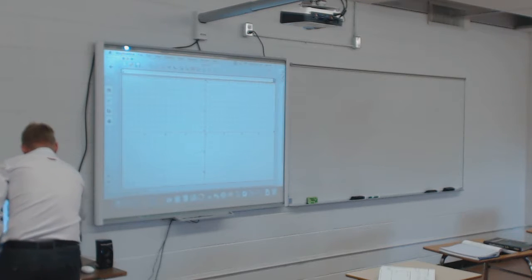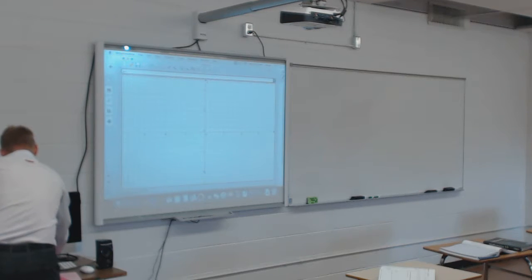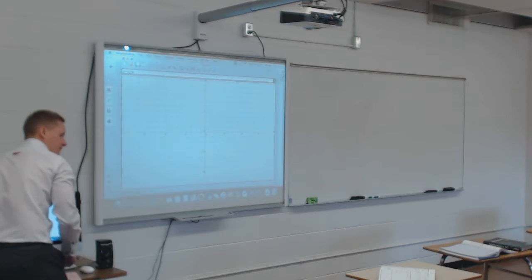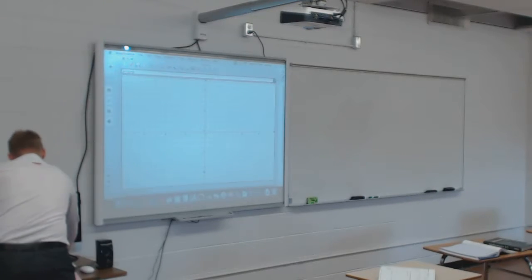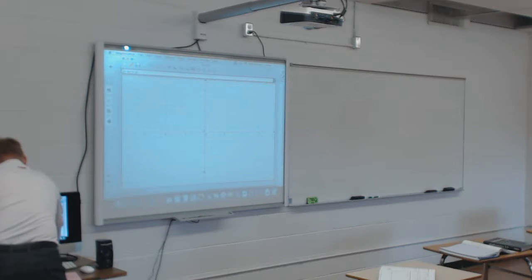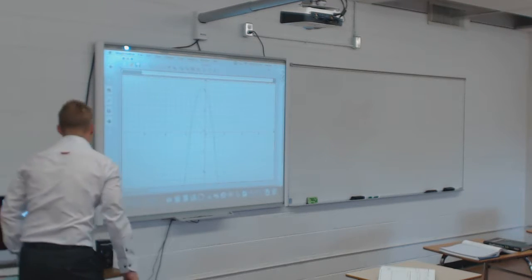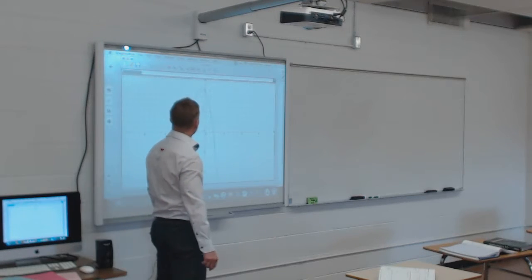Okay, so the first equation is y equals negative 3x squared, minus 2x, plus 4. It's minus 2 and then plus 4. So there's the first graph of my parabola.